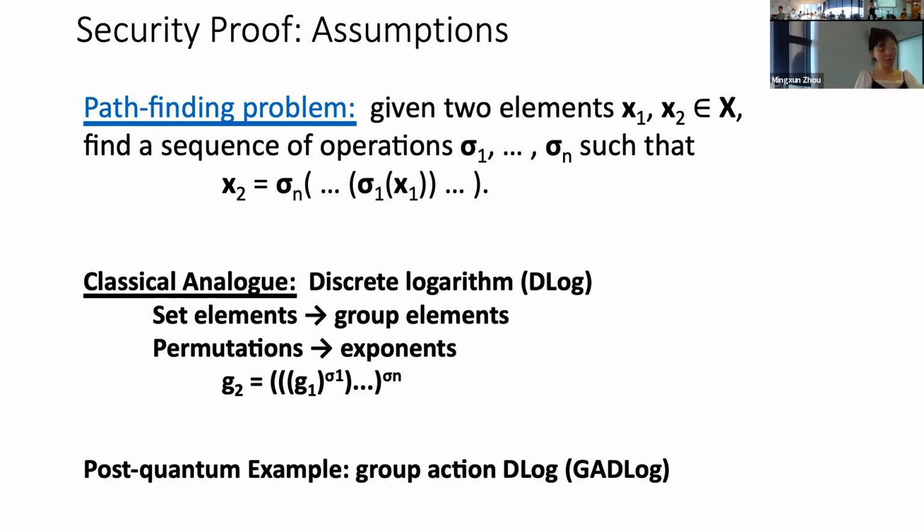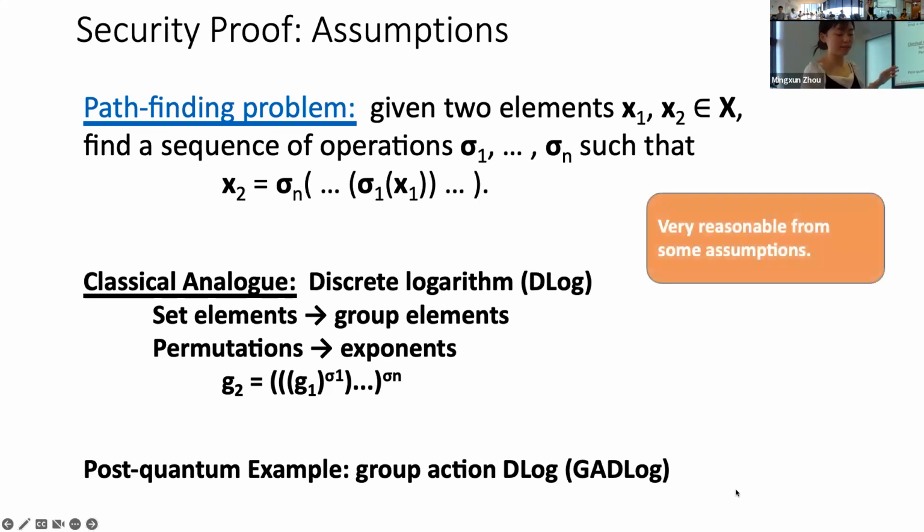And of course, that's pre-quantum. So something called group action, which is an abstraction of some of the isogeny assumptions that haven't been broken, has this post-quantum analog of discrete log called group action discrete log, which we could actually use in one of our instantiations.